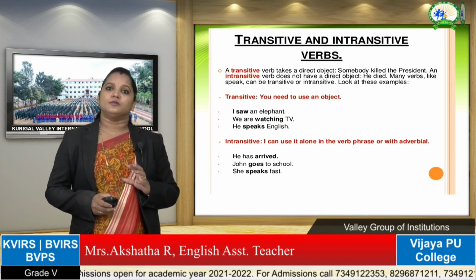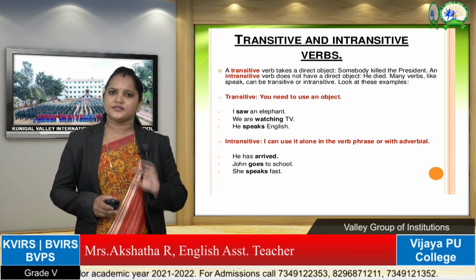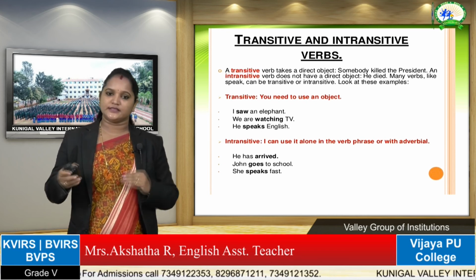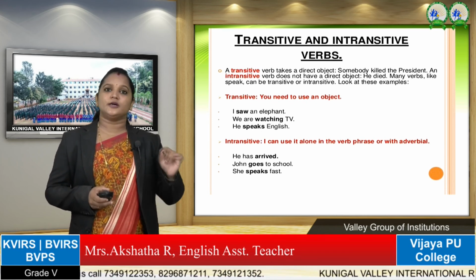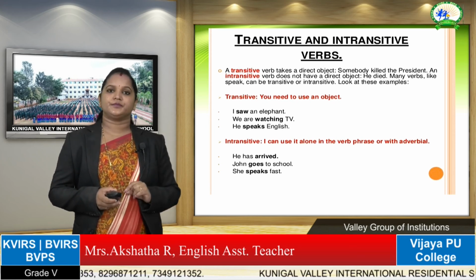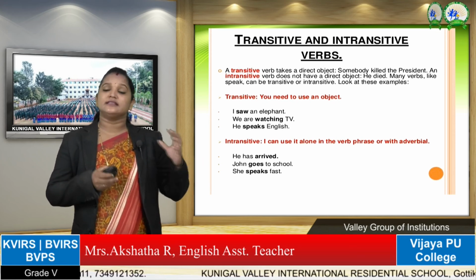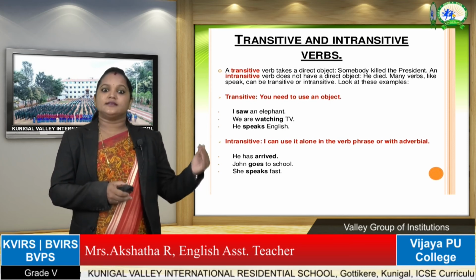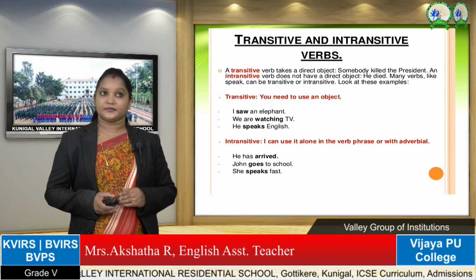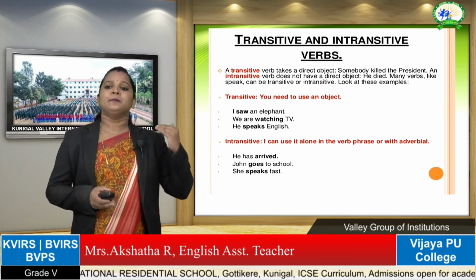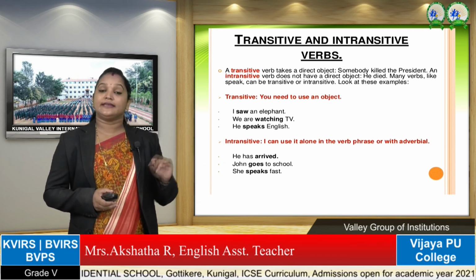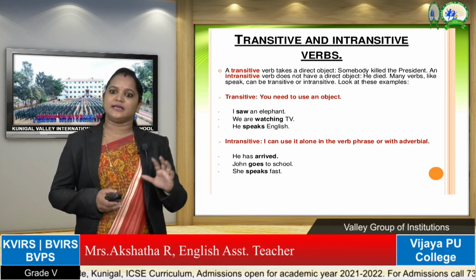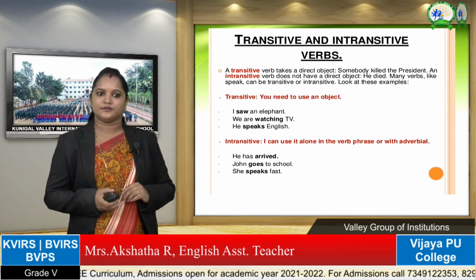To make it more clear, there are a few points to know about transitive and intransitive verbs. A transitive verb takes a direct object, like somebody killed the president. And intransitive verbs do not have a direct object. He died. Many verbs like speak can be transitive or intransitive. Look at these examples. Sometimes it will be both transitive and intransitive.